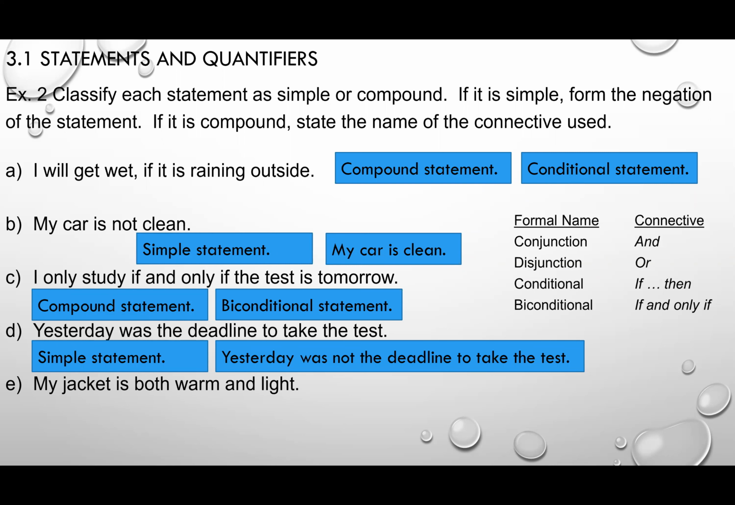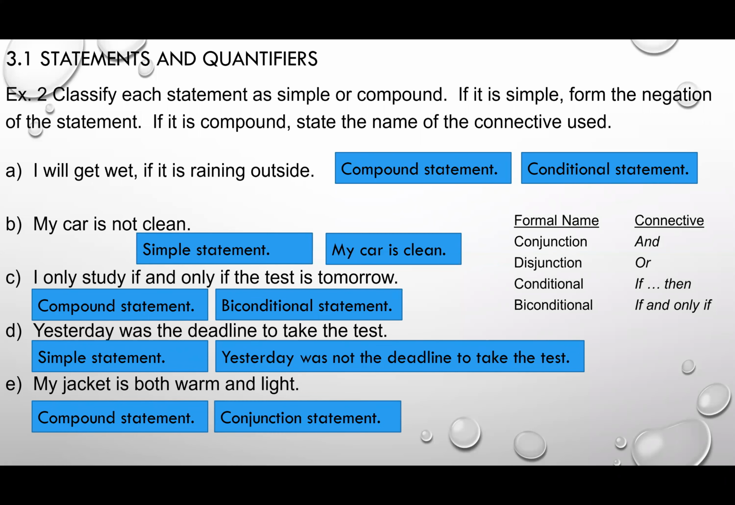So in the sense, similarly, lastly, my jacket is both warm and light. Looking at this, is this a simple or a compound statement? Hopefully you see it is a compound statement. They compound the warm and the light, which is basically my jacket is warm and my jacket is light. They connect it with the "and", so we can see that this is a conjunction statement. Okay, any questions on how to determine if it's a simple statement or a compound statement?